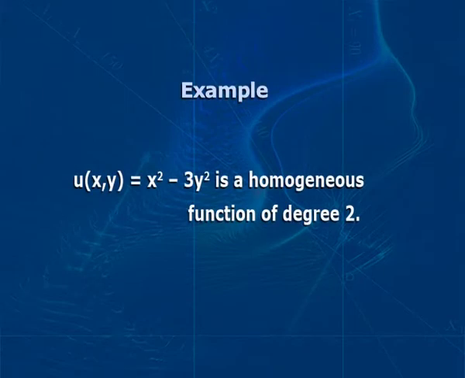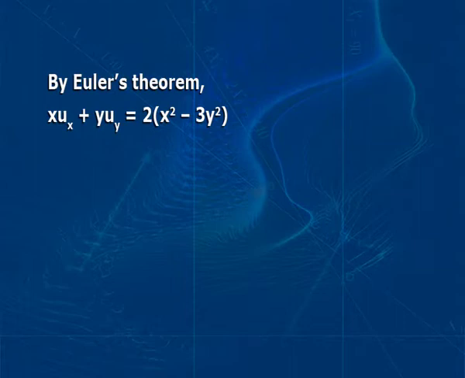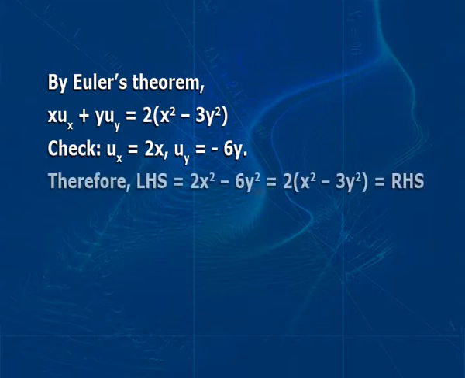Example, u of xy is equal to x square minus 3y square is a homogeneous function of degree 2. By Euler's theorem, x ux plus y uy is equal to 2 into x square minus 3y square. Check: ux equal to 2x, uy equal to minus 6y. Therefore, left hand side is equal to 2x square minus 6y square, which is equal to 2 into x square minus 3y square, which is the right hand side.